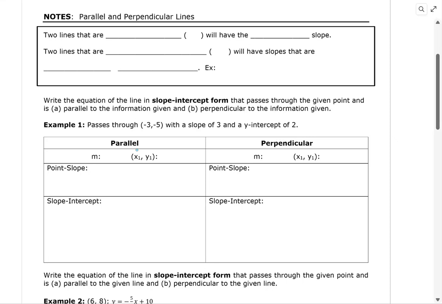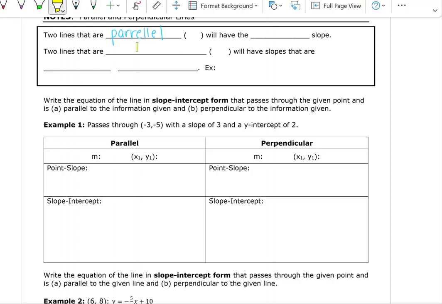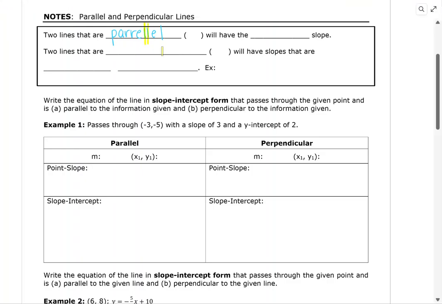For this video, we are going to be talking about parallel and perpendicular lines. Parallel lines are two lines that are never touching, and perpendicular lines are two lines that are intersecting at a right angle. So two lines that are parallel, again, are two lines that will never touch. And I always remember that by the L's in parallel, you can see that they are never touching there.